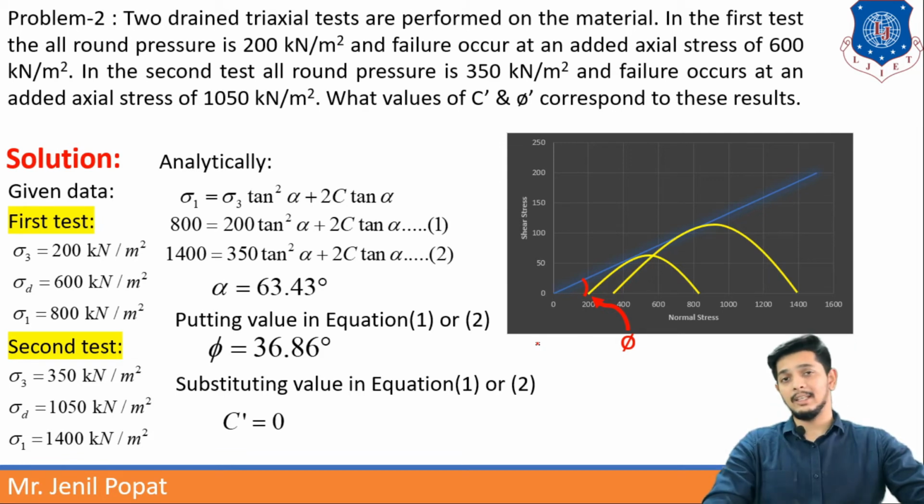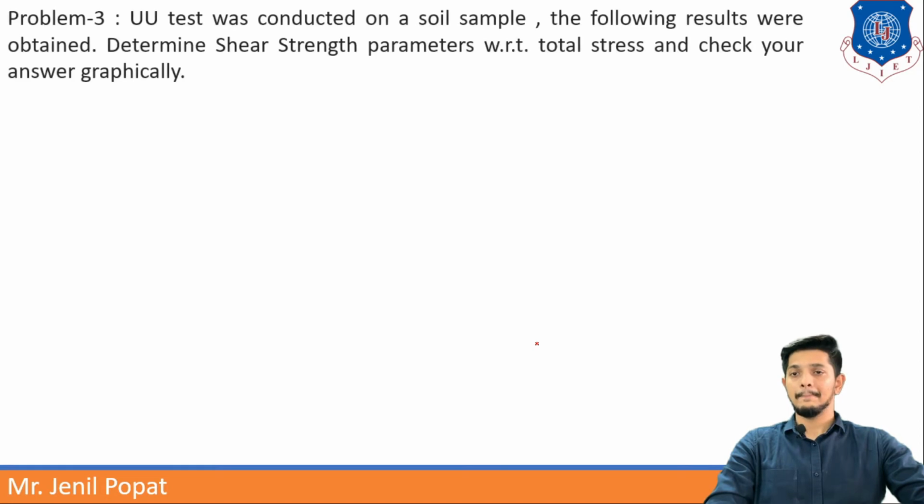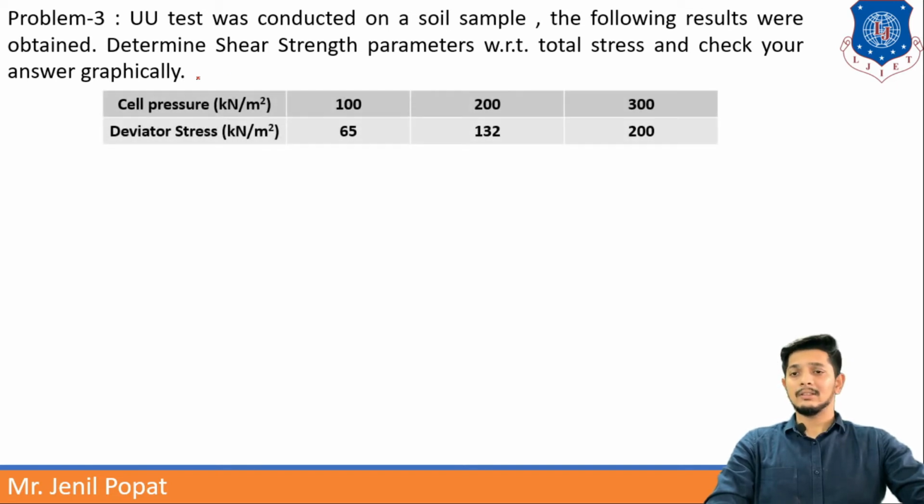Let us move to second numerical, that is problem number 3. UU test was conducted on a soil sample, unconsolidated, undrained test. The following results were obtained. Determine shear strength parameters with respect to total stress and check your answer graphically too. So test results are given like that. Cell pressure and deviator stress are given: 100, 65; 200, 132; 300, 200, and we have to solve the problem. Also check it with graphical method. So let us start. It is a similar kind of problem.